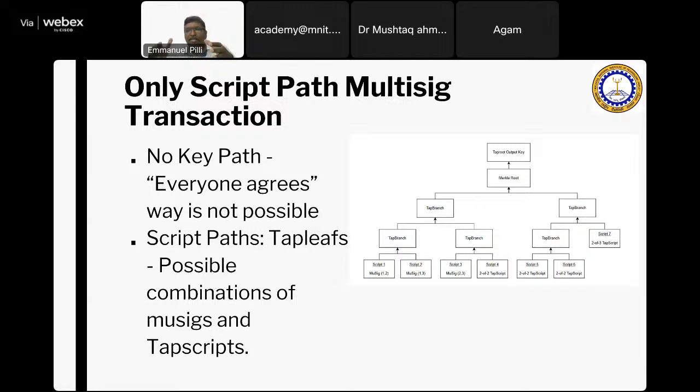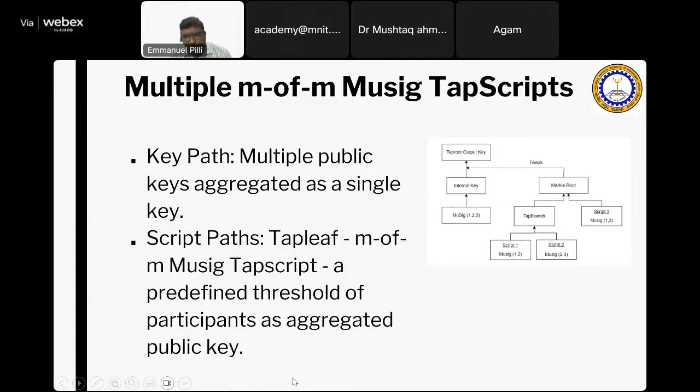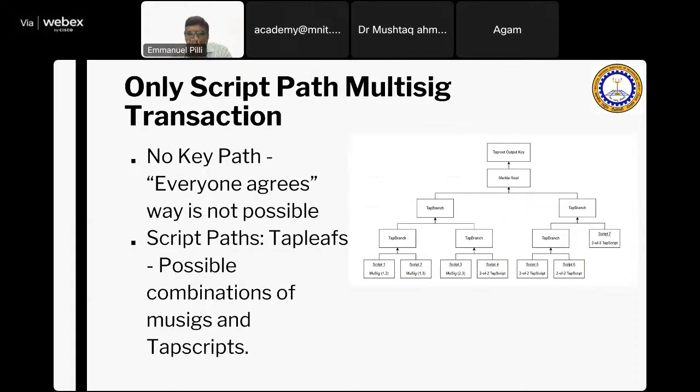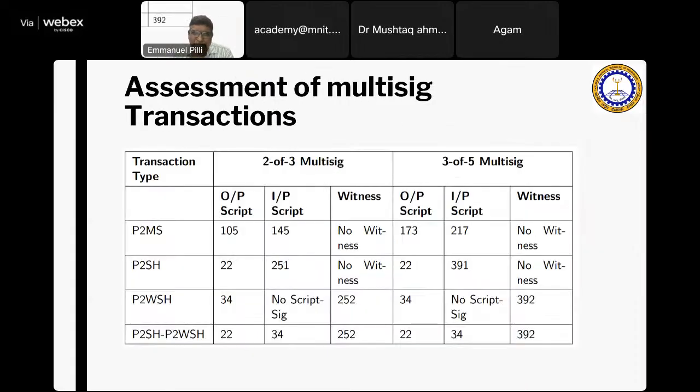And then you have tap branches, and the tap branches are merged finally to become what is called a Merkle root, and then you get an output key. So there is only a script path here. There is no key path. Key path is there on the left hand side. Now you have only this part, which is called only script path multisig.